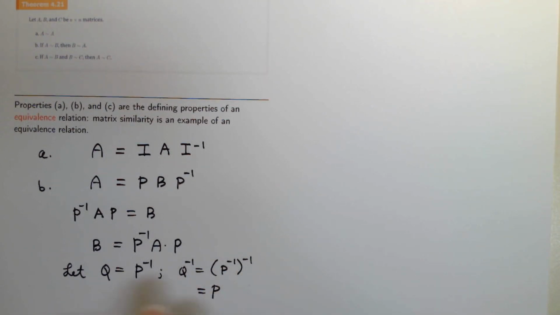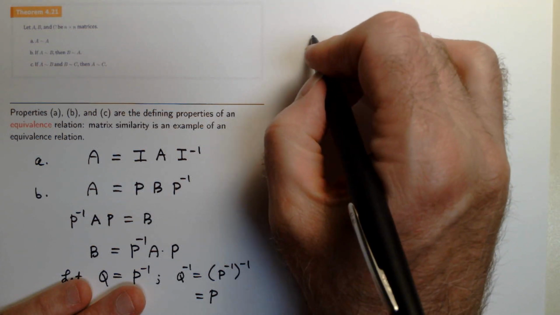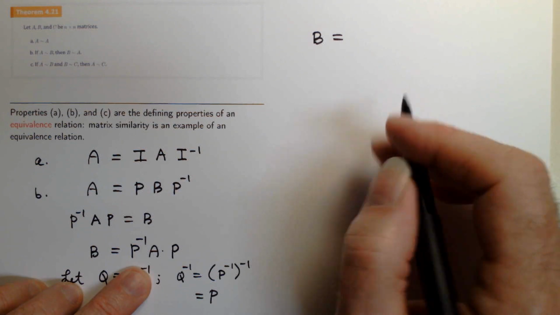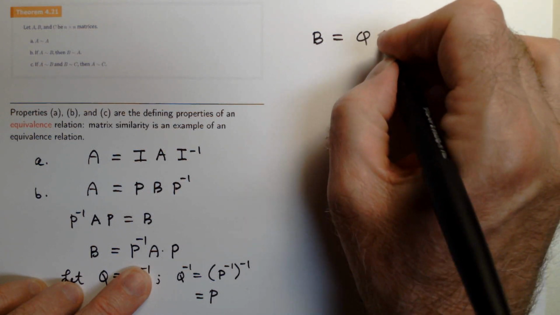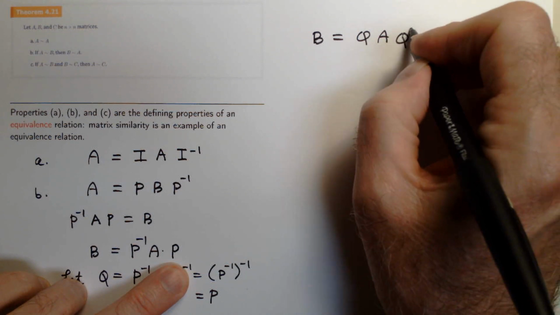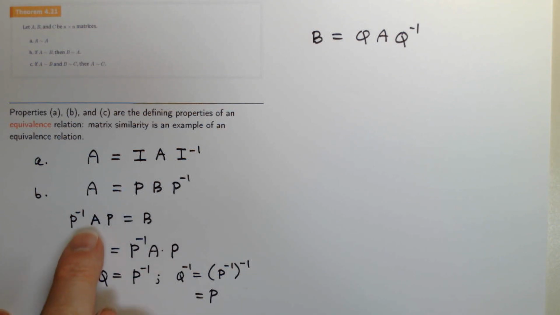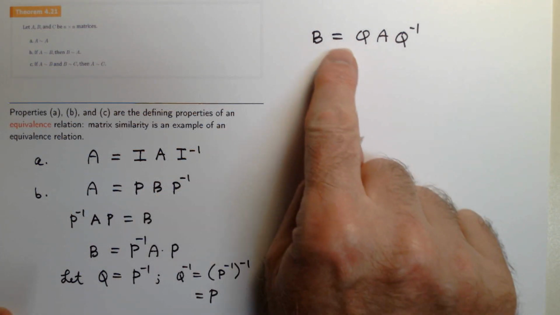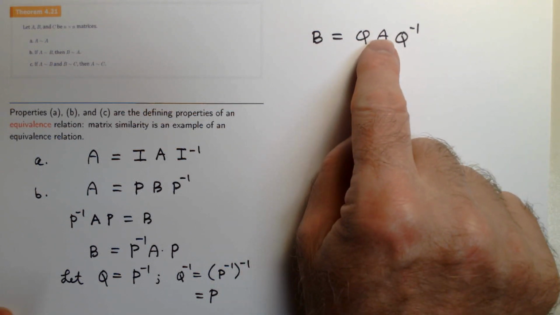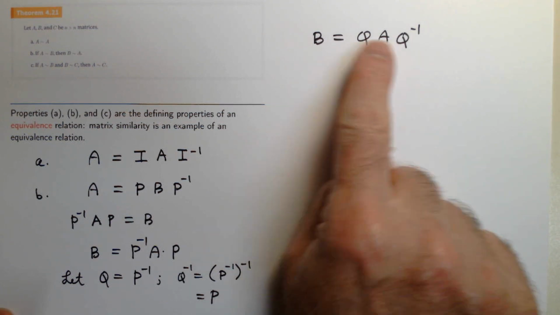And so this relationship here can be expressed as B is equal to Q times A times Q inverse. And that shows that B is similar to A. So A being similar to B implies that B is similar to A, because it can be written as A sandwiched between a matrix and its inverse. B is similar to A.